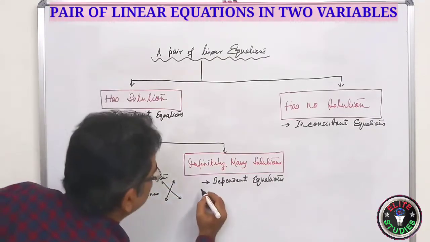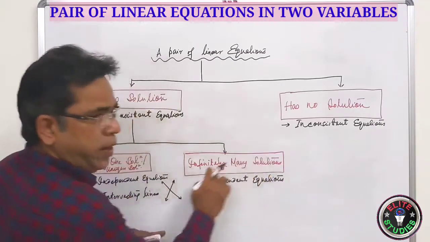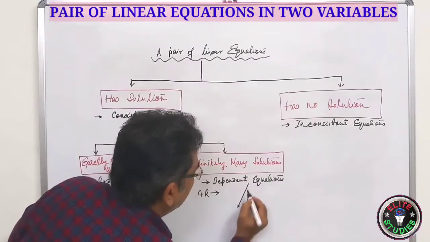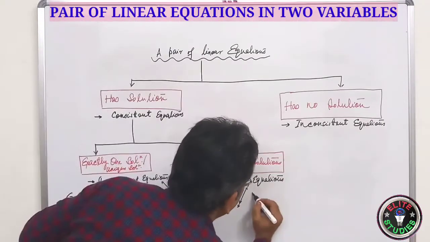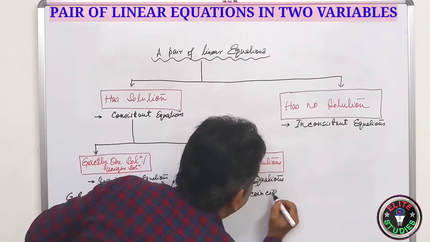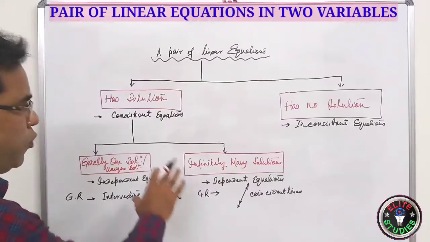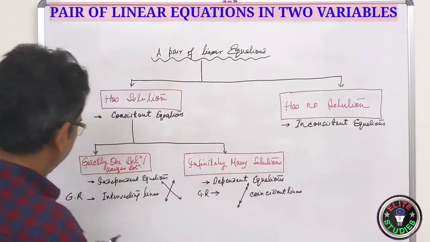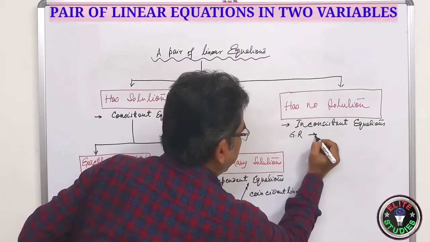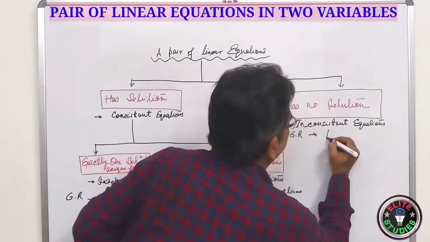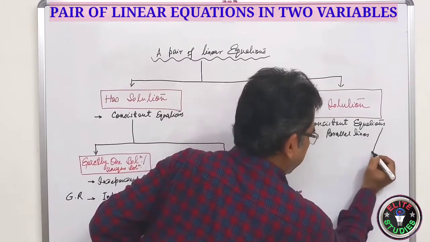And here the geometrical representation will be for dependent equations, infinitely many solutions. They will be coincident lines. Coincident lines. Now don't worry about the definitions, it will be at the end of the video. Now here the geometrical representation has no solutions, so it will have parallel lines. Parallel lines like this.